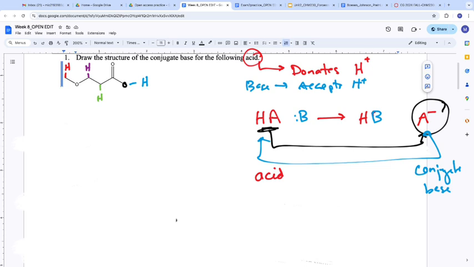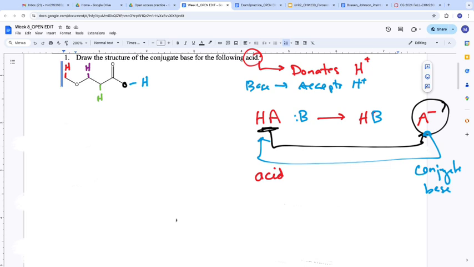Oxygen has a higher acidity. So we can't really say oxygen has a higher acidity, but we can say the hydrogen connected to an oxygen has a higher acidity. Okay. Why? That has to do with electronegativity.